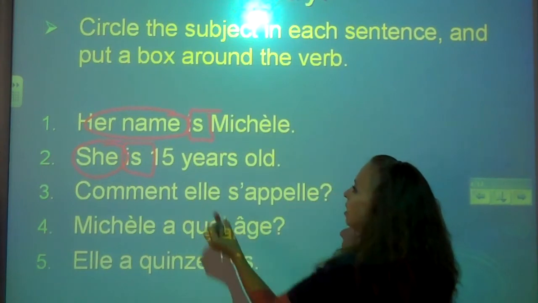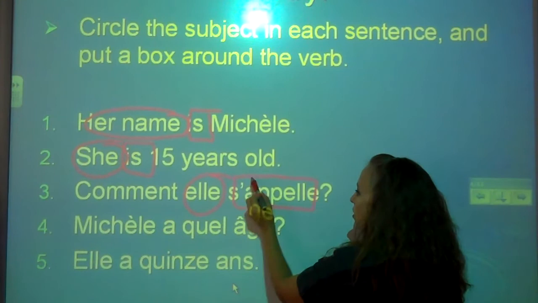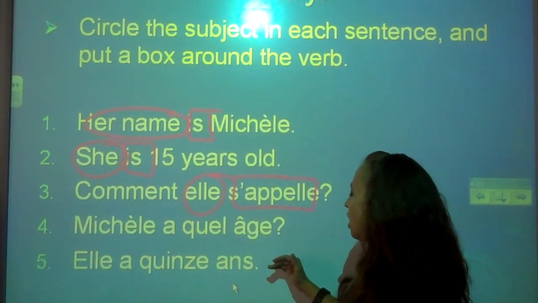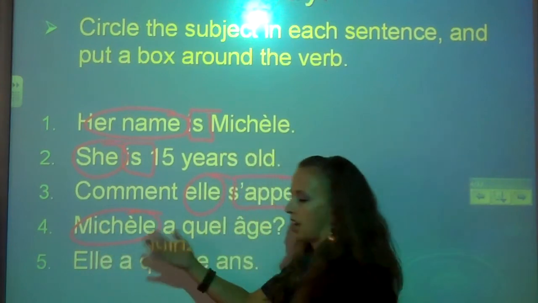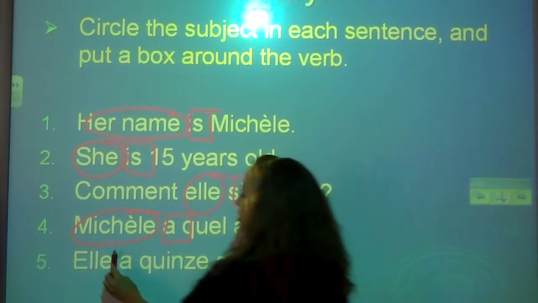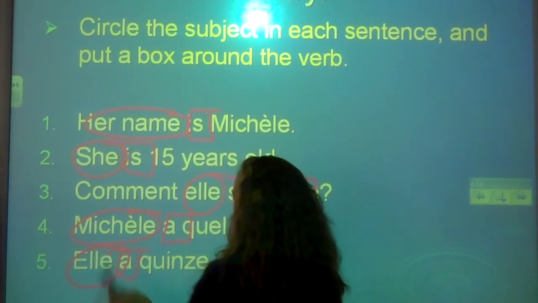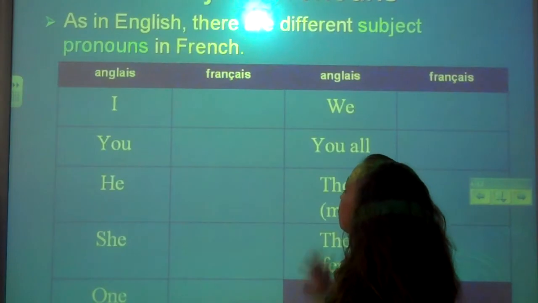Or, comment elle s'appelle? Here's our subject, elle. Here's our verb, calls herself. Michel a quel âge? Michel is how old? Here's our subject, Michel, our noun, our person, and here's our verb. Elle a 15 ans? Here's our subject, and here's our verb. So all sentences, in order for them to be a sentence, must have a subject and a verb.